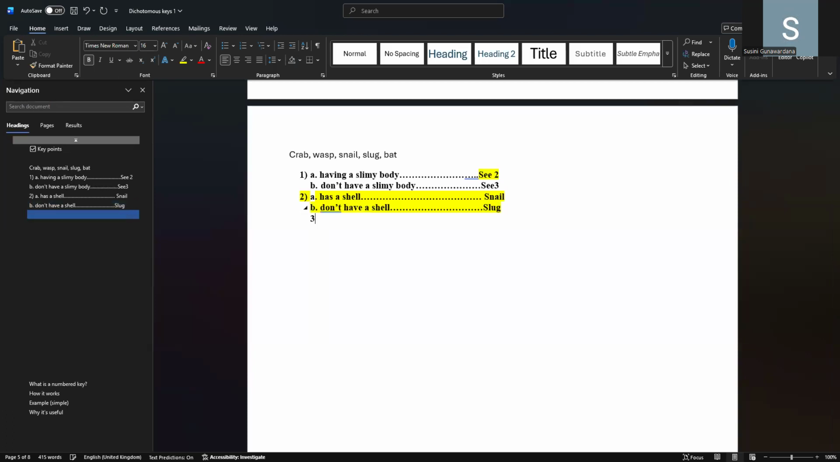Then I'm writing 3. And that 3 was indicated by crab, bats, and bat. What are you going to write in that case? I'm putting A and write has wings and don't have wings. This will be B.